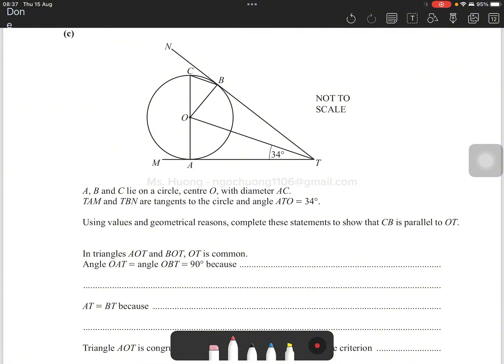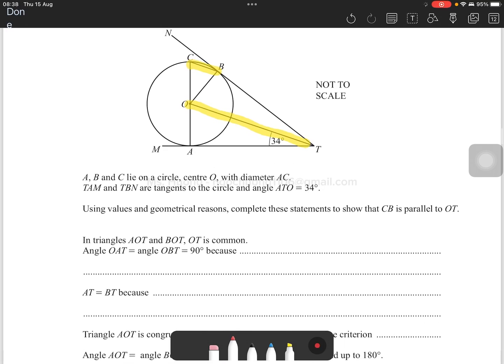Question C. A, B, and C lie on a circle center O with diameter AC. TAM and TBN are tangents to the circle, and angle ATO is 34 degrees. Using values and geometrical reasons, complete this statement to show that CB is parallel to OT. So that's what we want to prove.